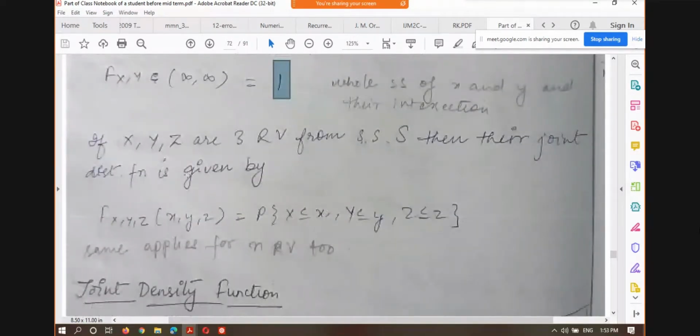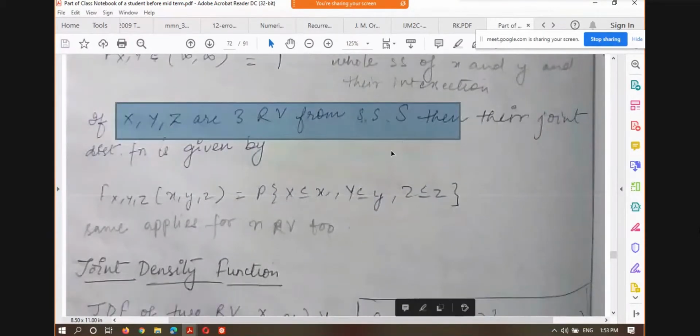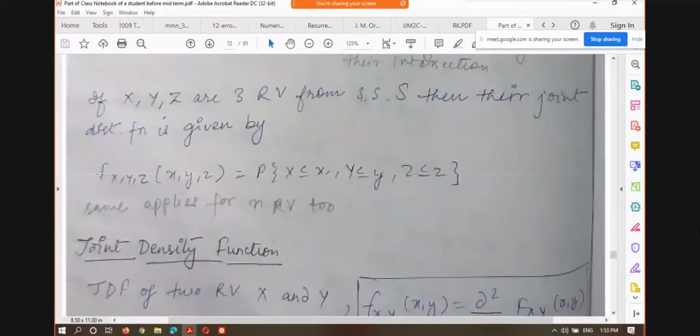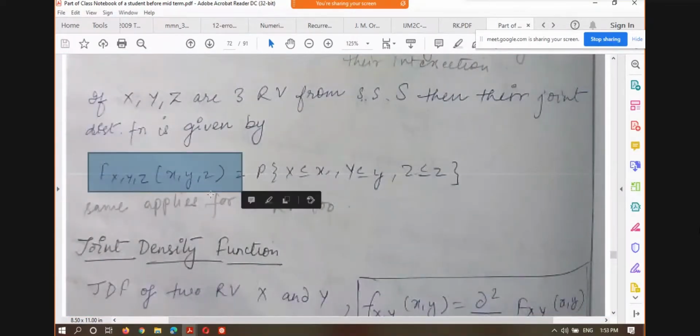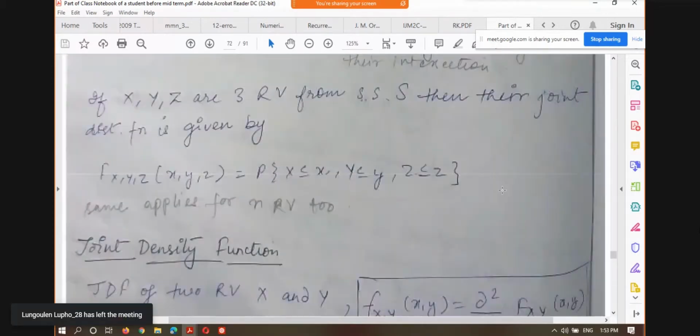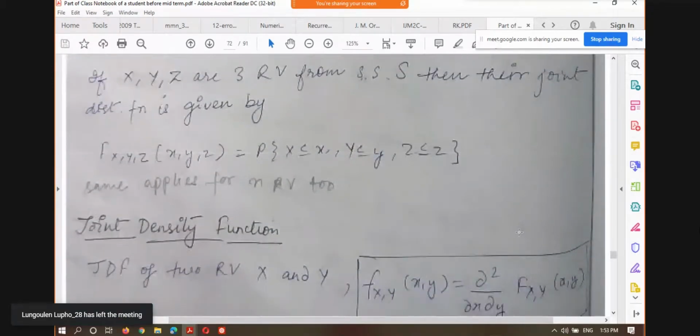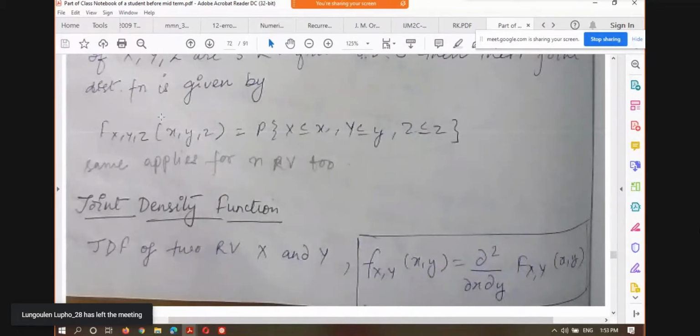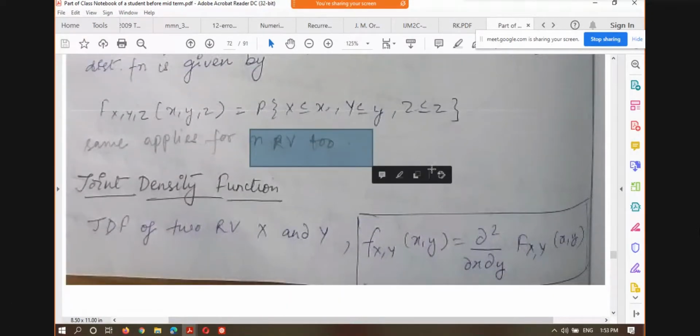Now if you have more than two variables, like if you have X, Y, Z, three random variables, then their joint distribution function is F_XYZ(x, y, z), the probability that X is less than or equal to small x, Y less than or equal to small y, and Z less than or equal to small z. And if you have n random variables, you go in this way.